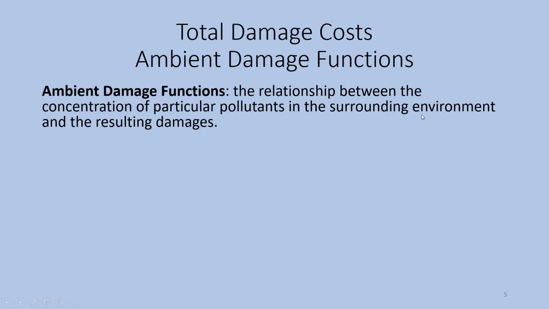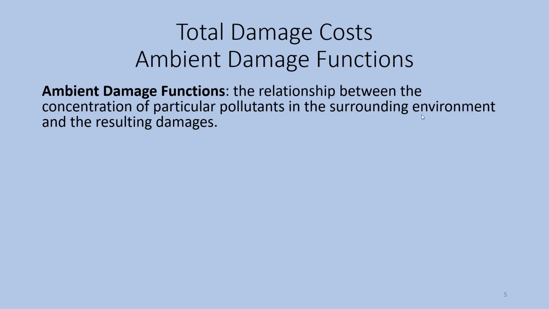Now another type of damage out there is the ambient damage. An ambient damage function is the relationship between the concentration of particular pollutants in the surrounding environment and the resulting damages. So with that in mind, I feel a need to explain the difference between emission damage and ambient damage. Emission damage is essentially the damage caused by the emissions that are being released right now. Those numbers you saw for the emission damage in 2017, that was the amount of damage that was being caused by what was being emitted in 2017.